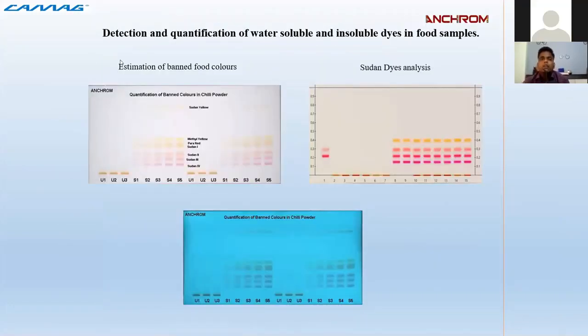Then detection and quantification of water-soluble and insoluble dyes. We all know that the Sudan dyes are banned because they are carcinogenic. So these dyes are not permissible in food material, like in chili powder, where they are added to give a good reddish color. But if they are added, you can detect and quantify these dyes.